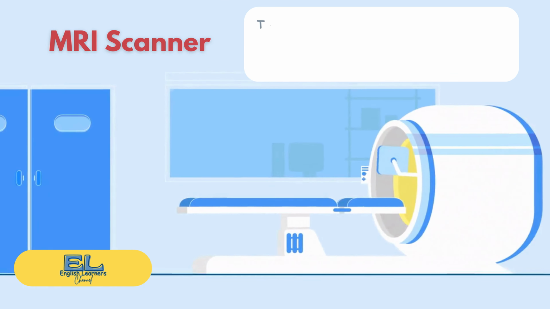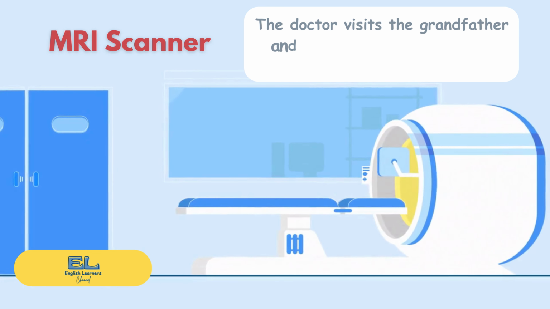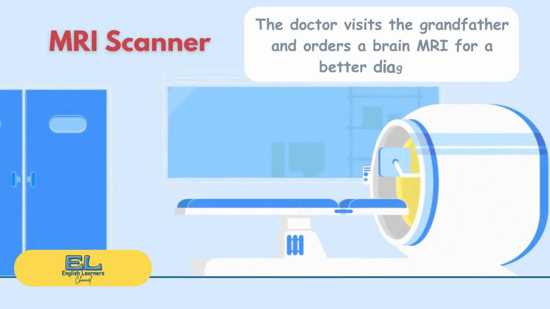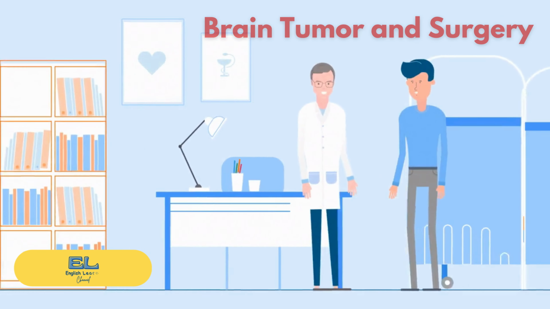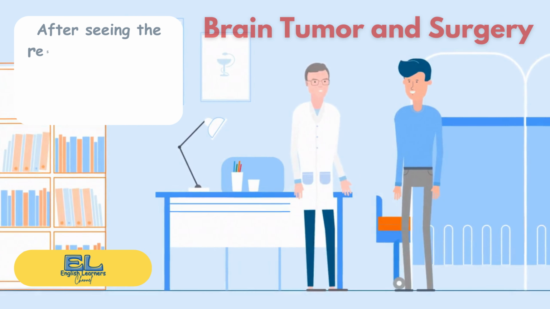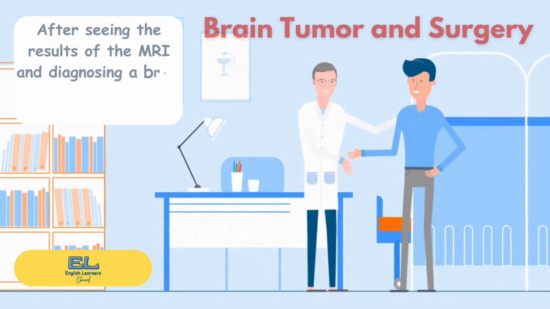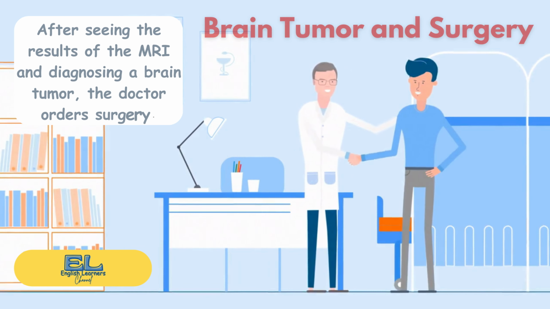MRI scanner. The doctor visits the grandfather and orders a brain MRI for a better diagnosis. Brain tumor and surgery. After seeing the results of the MRI and diagnosing a brain tumor, the doctor orders surgery.